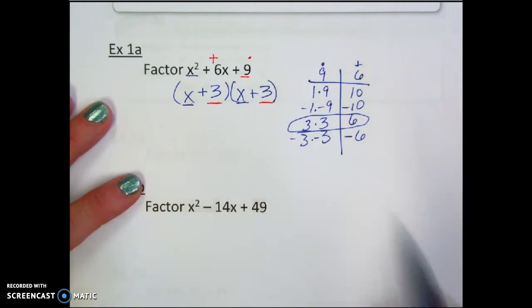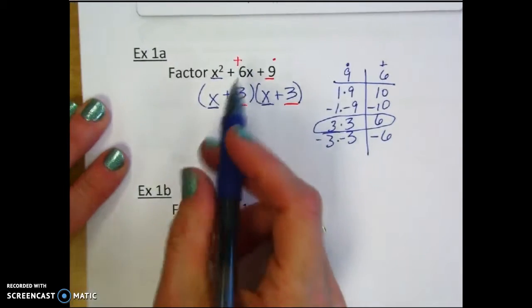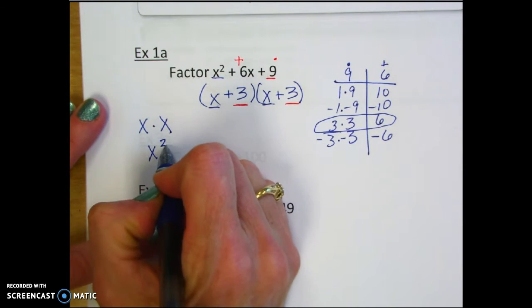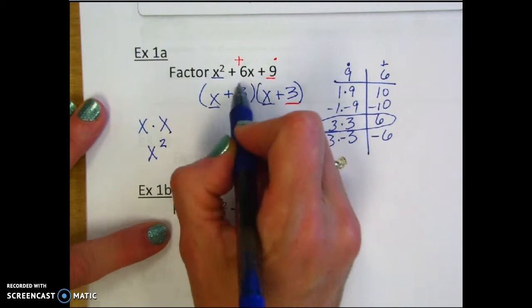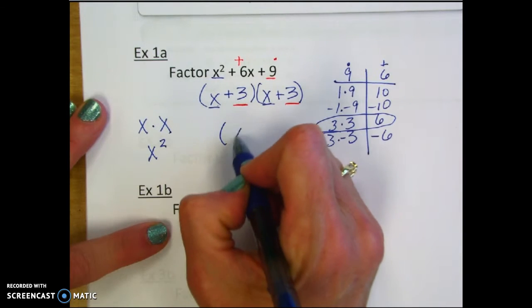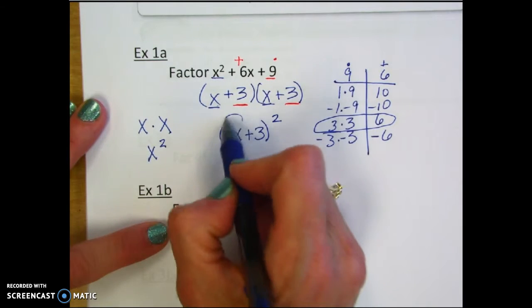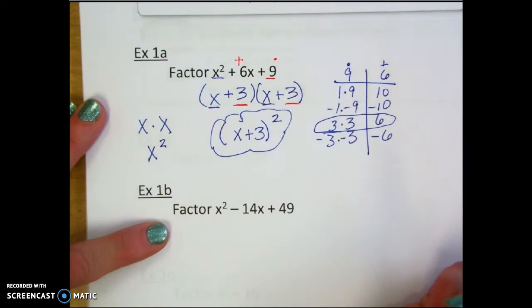Now, if you think about that just for a second, you'll realize that, oh, wait, there's a shorter way to write this. When we have something times itself, we can put it to a power of 2. So since we have x plus 3 times x plus 3, we can write that as a power of 2. So this is a shorter way to write that answer.